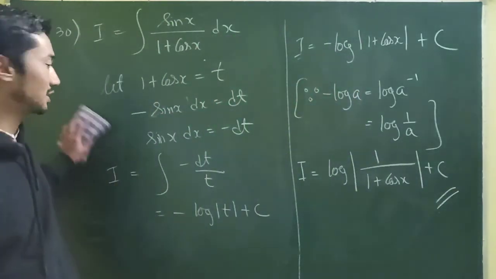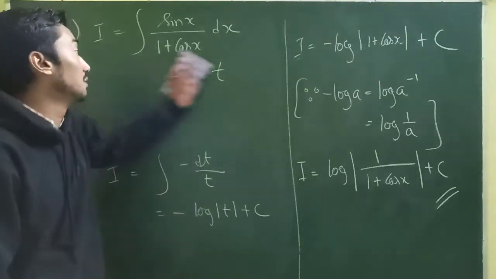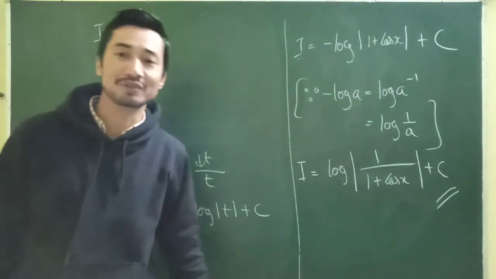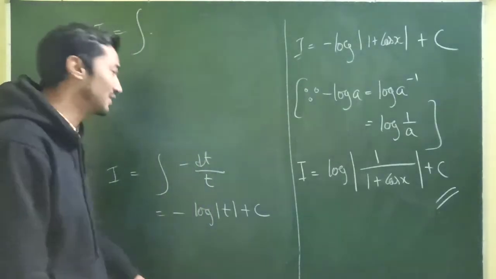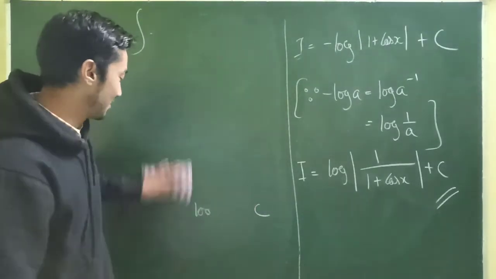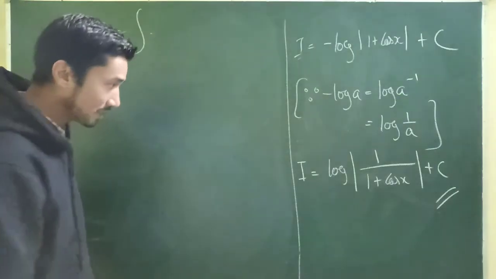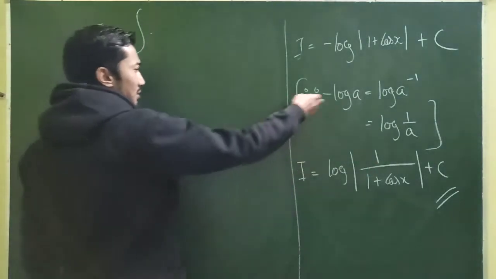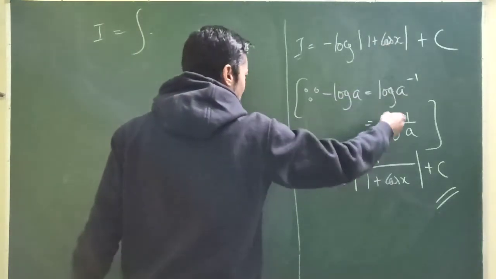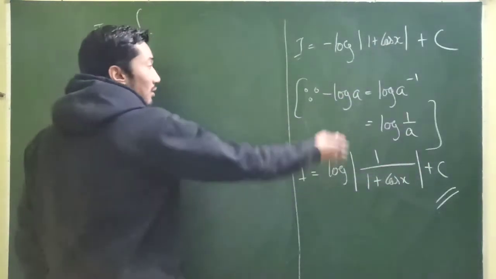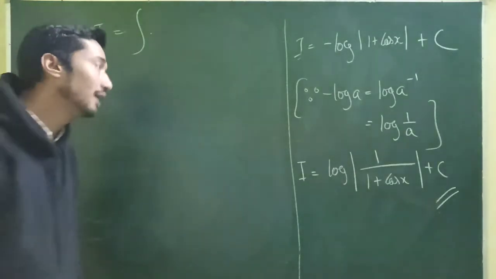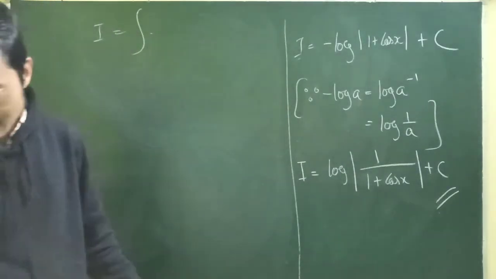Humans, we all do some silly mistakes sometimes. Maybe the moment when we are slightly too overconfident and we just take things for granted, I guess. So that was a small error on my part. Please forgive me for that. This is the formula: minus log a is log of a power minus 1, that is log of 1 by a. So log of 1 by a, 1 plus cos x plus c. Fine? Okay, let's go to another question.